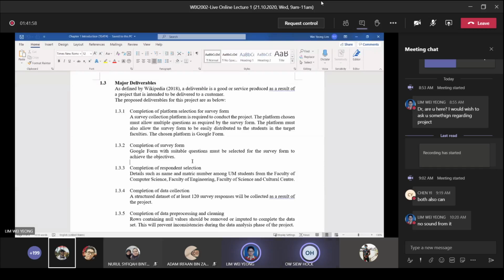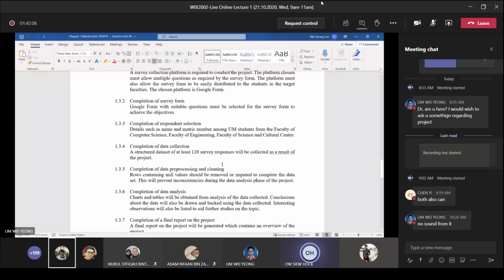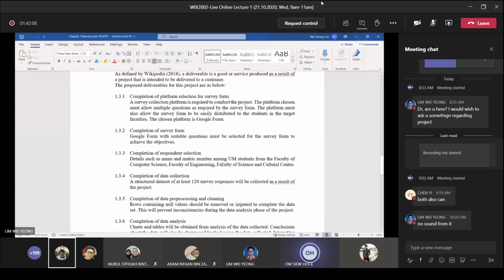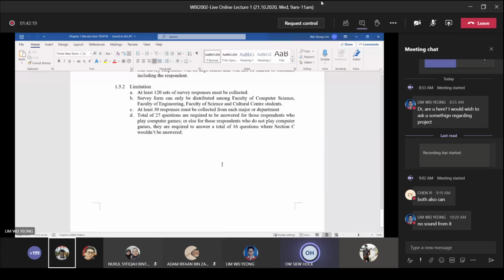Yes. Putting it in tabular format is better. So I'll just change it to tabular format. Yes. You should have at least two columns. You can put 1.3.1, then underneath it, completion of platform, completion of survey form, and then the second column on the right-hand side will be the description. Put the deliverables there. Okay.